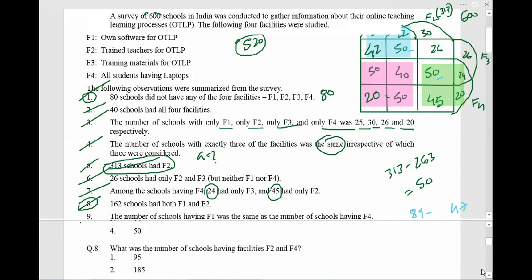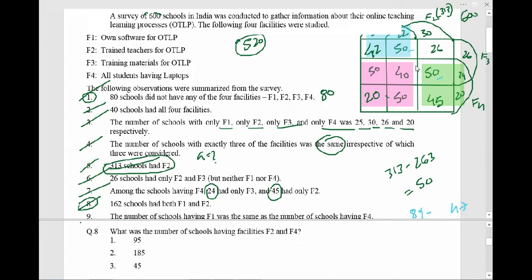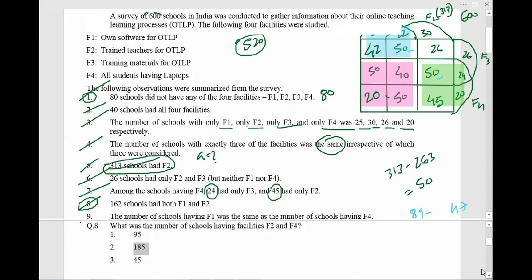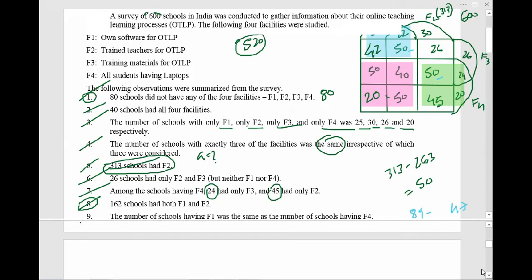Next one, F2 and F4. F2 and F4, the common part is this 4. 50, 50, 100, 40, 140 plus 45, 180. Option 2. Next one.